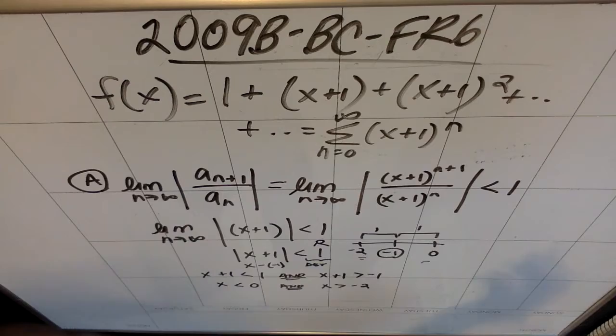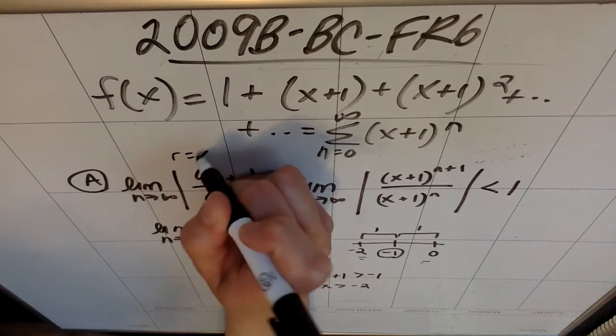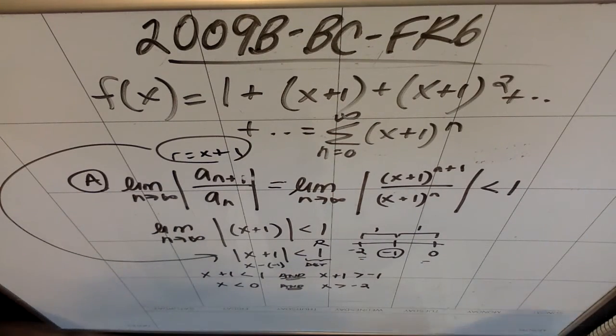Well, there's a couple different ways to do this. You can do it as a ratio test, which is what I did. You could also recognize that this was geometric, where in this case r was x plus 1, and that would skip you right to here, and then you get to the same spot.